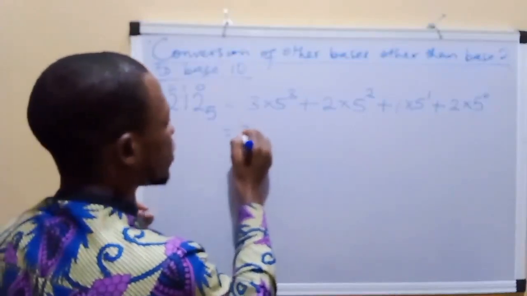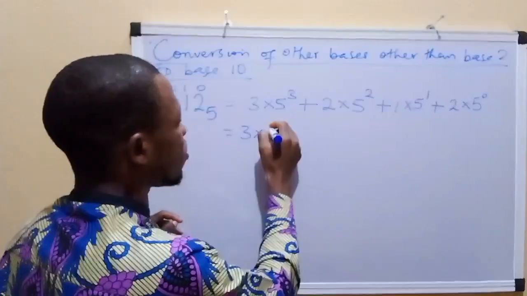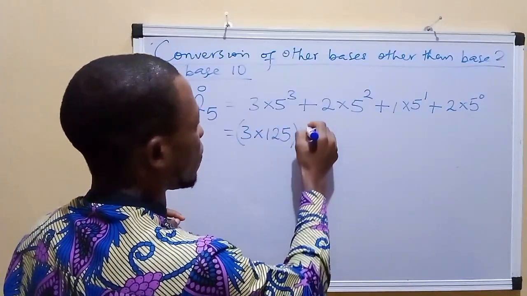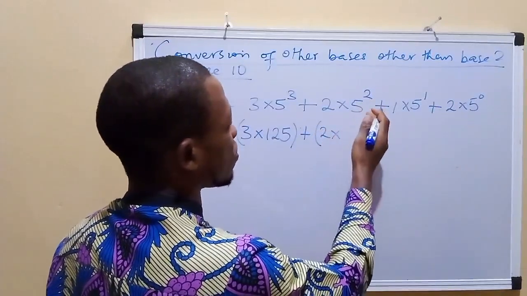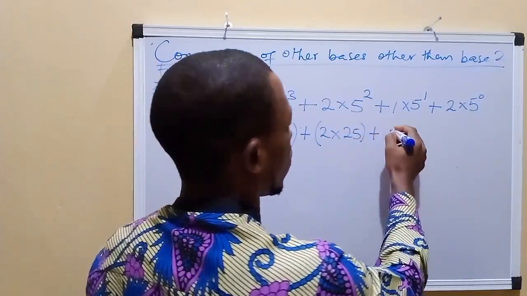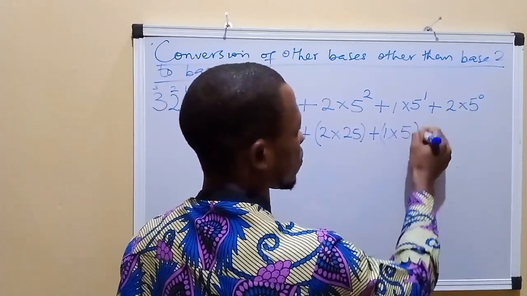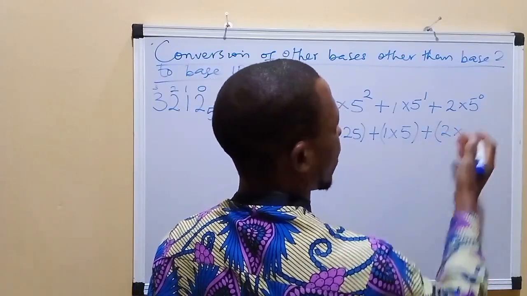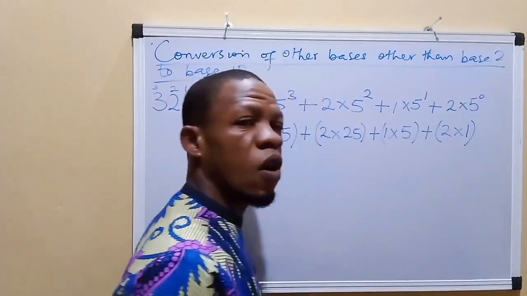Let's go. So here we have 3 times 5 raised to power 3, which is 5 times 5 times 5. That gives us 125. We put a bracket here, plus 2 times 5 times 5 is 25, plus 1 times 5 raised to power 1 is 5, plus 2 times 5 raised to power 0 is 1. Any number raised to power 0 is 1. That is the law of zero index.